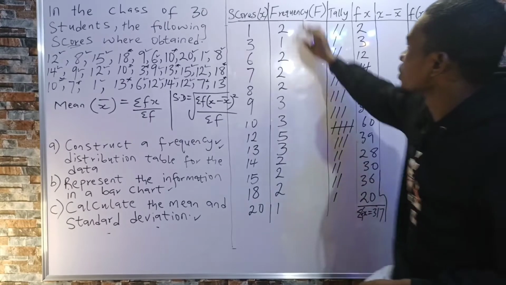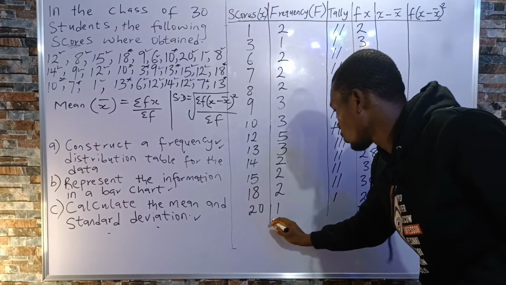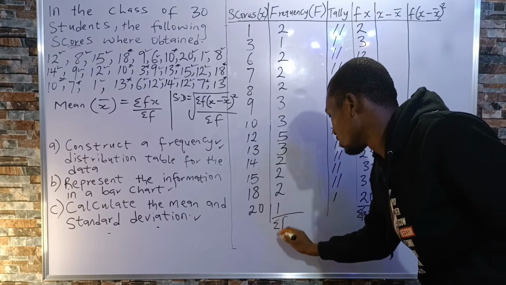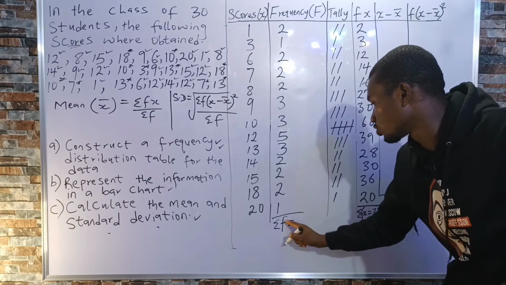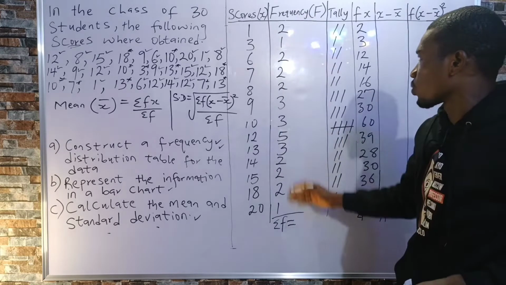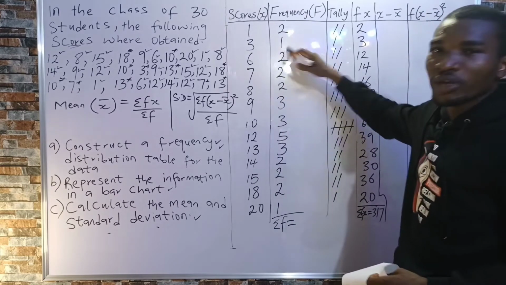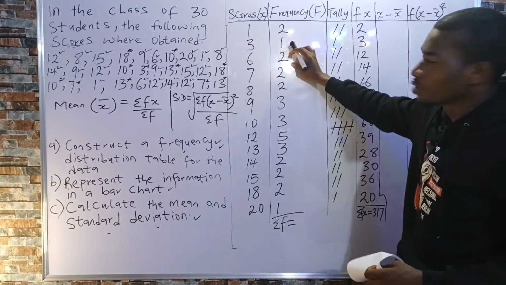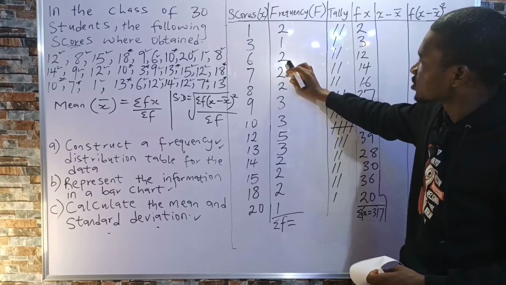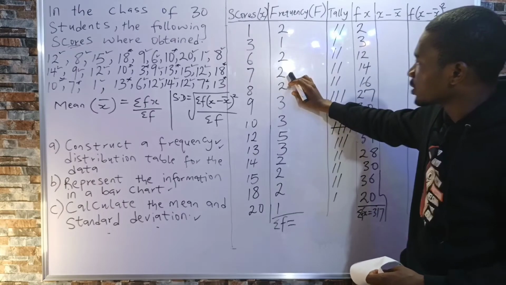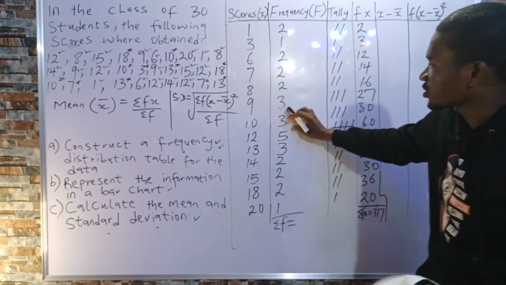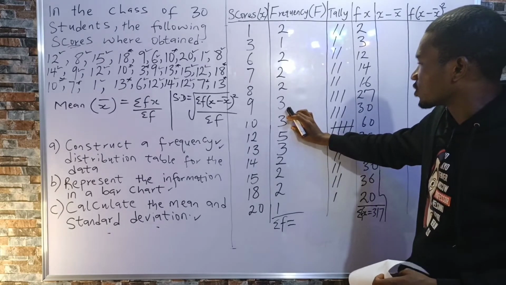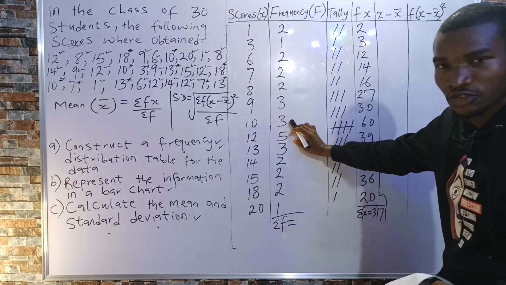Okay, then for the frequency, we want to sum the frequency. Hence, I will say summation of our frequency, which is equal to, let's sum all this frequency. 2 plus 1 will give us 3. 3 plus 2 will give us 5. 5 plus 2, 7. 7 plus 2, 9. 9 plus 3 will give us 12. 12 plus 3 will give us 15. 15 plus 5 will give us 20.